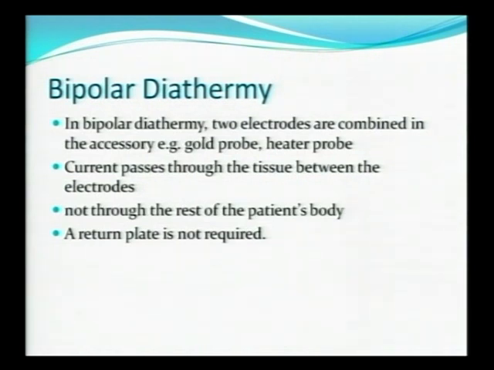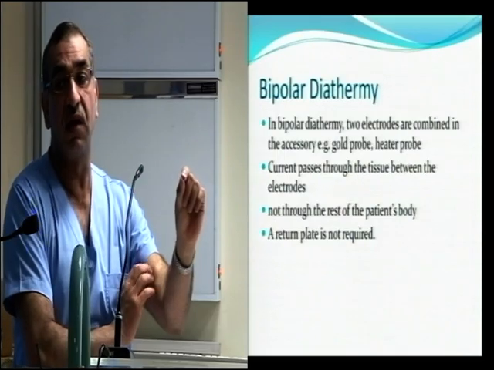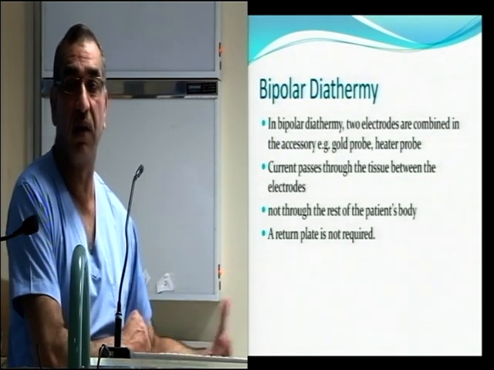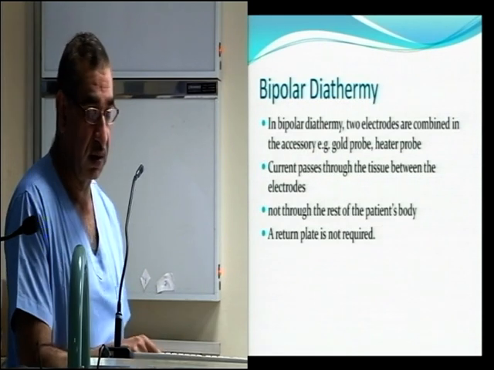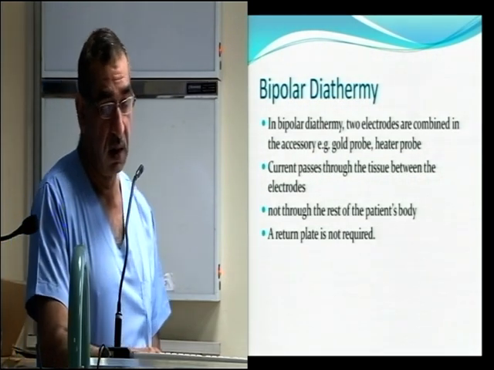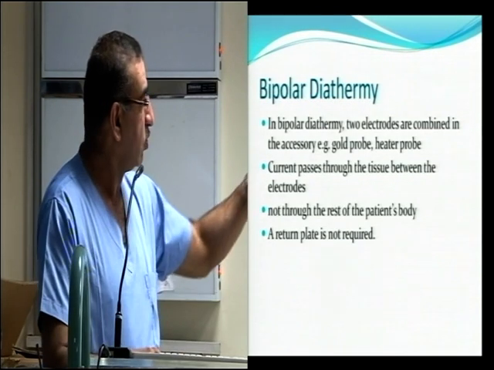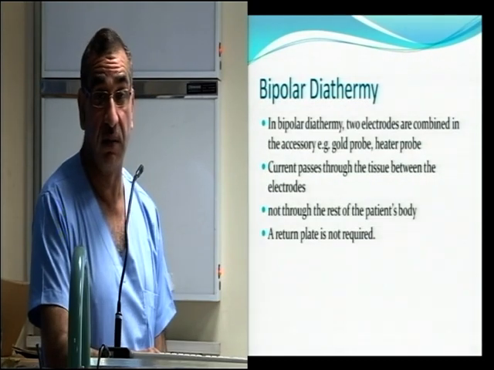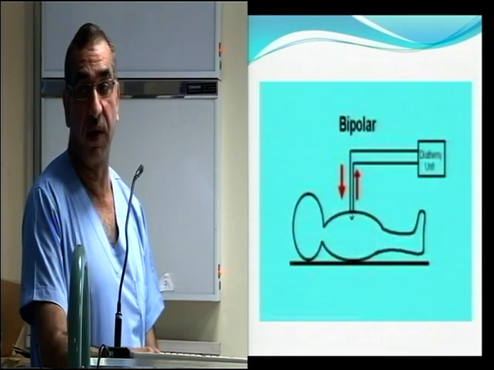Bipolar diathermy is the type of diathermy that we use in something like bicap or heater probe, in which case the two electrodes are combined in the accessory, like the gold probe or heater probe that we use, and the current passes into the tissues between the points in the probe. So the patient does not need to be grounded with a plate, so a return plate is not required. But for all practical purposes, this is only used in a very limited situation. Most of the time you use monopolar diathermy. So that's bipolar basically.